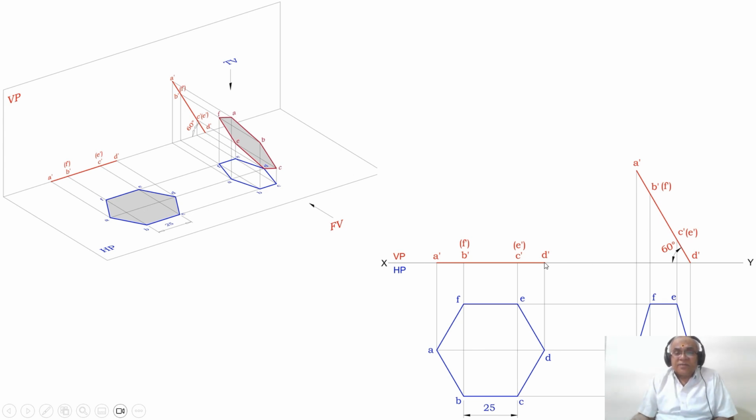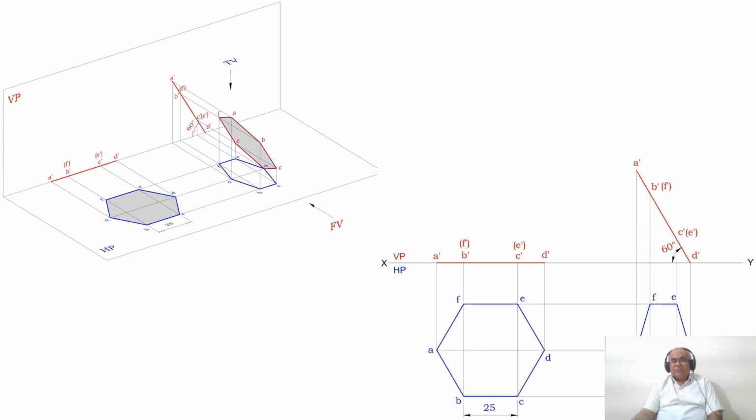Then you measure the distance from D dash to A dash by using the compass. Then with D dash as center, cut an arc on that 60 degree line. You mark that point as A dash. Similarly, measure D dash to B dash, and with D dash as center, cut an arc on this. Then you measure the distance from D dash to C dash with D dash as center, cut an arc on this. Then you mark A dash, B dash, C dash, D dash, E dash in bracket, F dash in bracket. So this is how you will be able to redraw the second position front view.